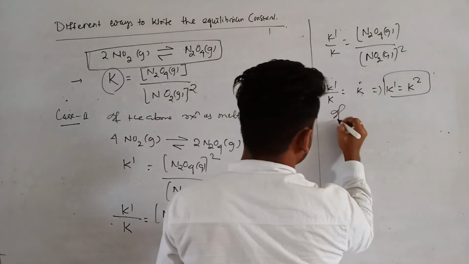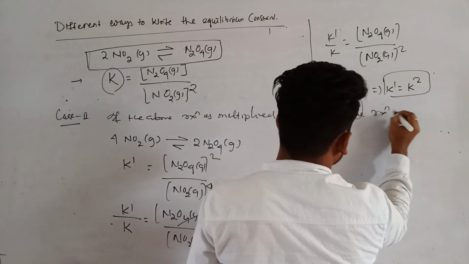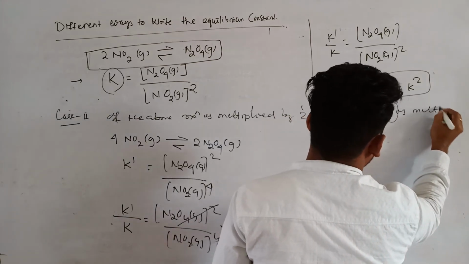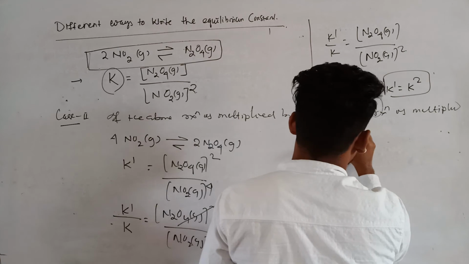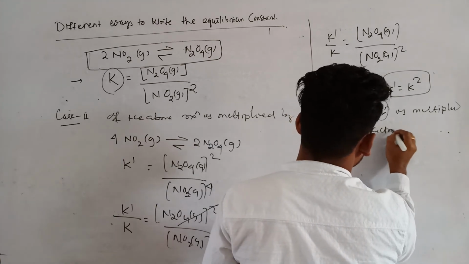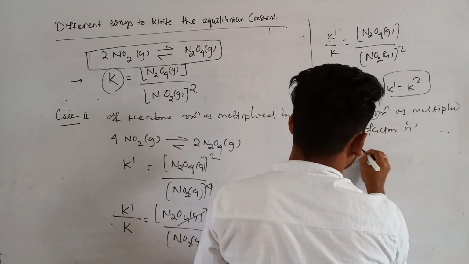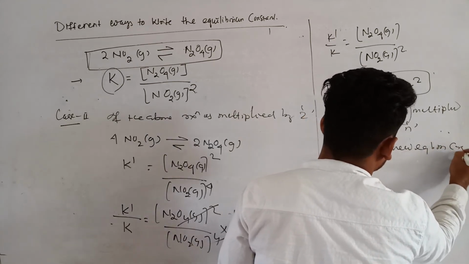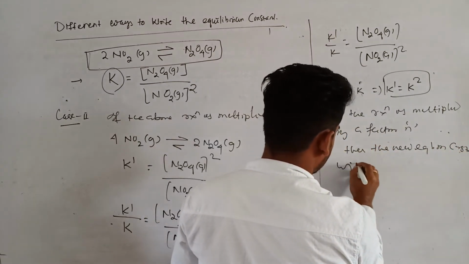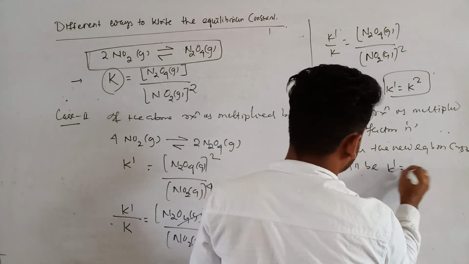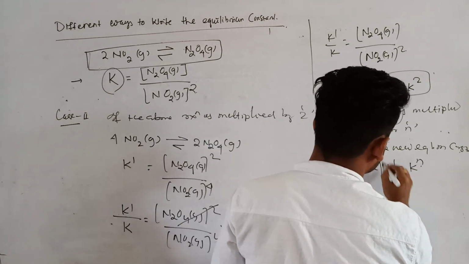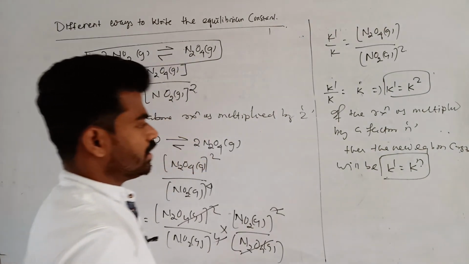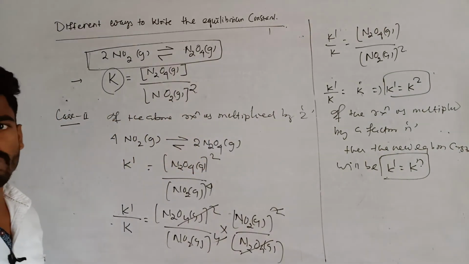That means if the reaction is multiplied by a factor n, then the new equilibrium constant will be K dash, that is equal to K to the power n.